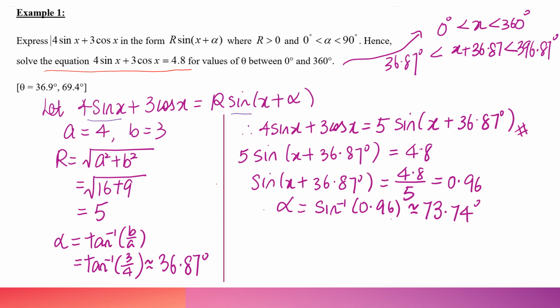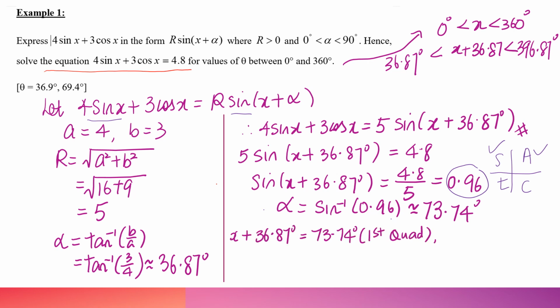So for sine to be positive, 0.96 is a positive value. The next step is to find your ASTC. Draw your ASTC. So for sine ratio to be positive, the angle will come from the first and the second quadrant.